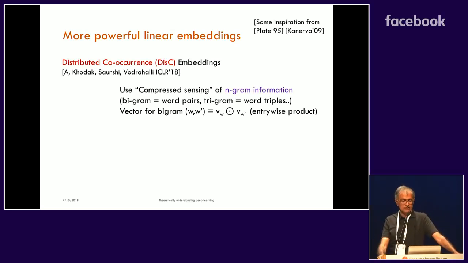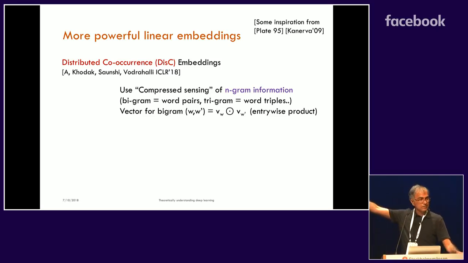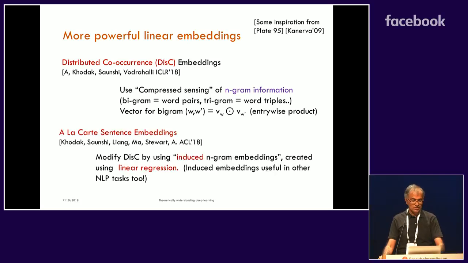Again, linear compression, and you define an embedding for bigrams, trigrams, et cetera, using entry-wise product, and you use that in the linear embedding. That's it. That already does pretty well, as we'll see in the next slide. And then in a recent paper, we've improved it using what we call à la carte sentence embedding, which says that actually compressed sensing isn't so great. You should actually learn. That was the message of that compressed sensing slide: the compressed sensing vectors are actually not so good. So we learn the correct embeddings for n-grams using linear regression. As you can see, my mathematical development is stuck at linear algebra.